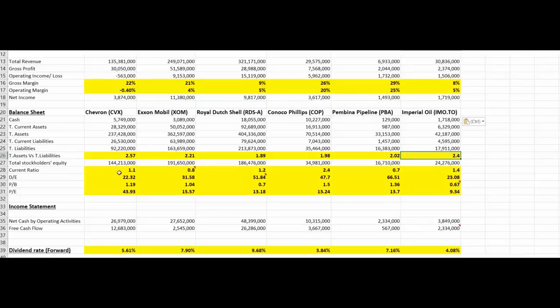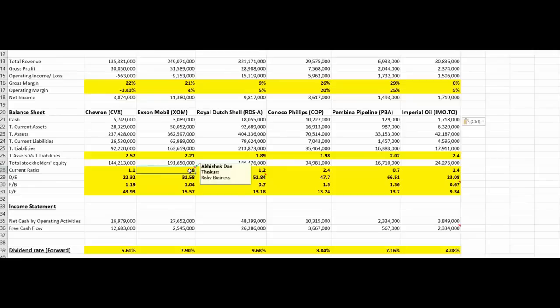Then we go to the current ratio. The current ratio is just the ratio of total current assets to total current liabilities. So it's the same as total assets versus total liabilities, but just taking current assets over current liabilities, so the liabilities and assets for the coming 12 months. As we can see, for Chevron it's 1.1, for ExxonMobil 0.8, for Royal Dutch 1.2, for ConocoPhillips 2.4, for Pembina Pipeline 0.7, and for Imperial Oil 1.4.